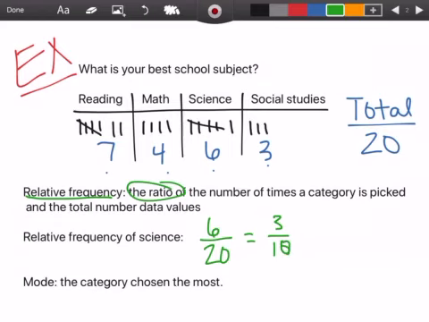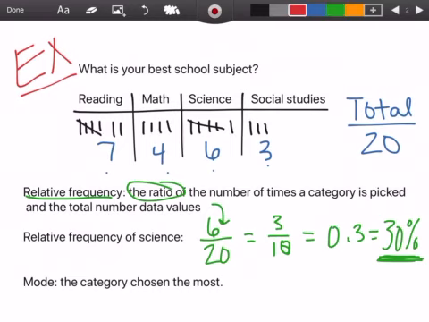I could even change this into a decimal. 3/10 is written like this, or even into a percent, which would be 30%. A lot of times your relative frequencies are going to be written in percent form. That's the most common form. But this is how you find them. You first create a fraction, and then you can go from there to your percentage.